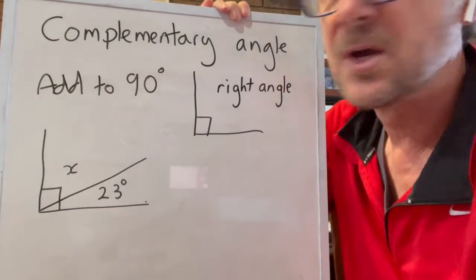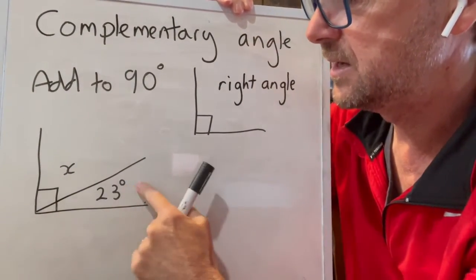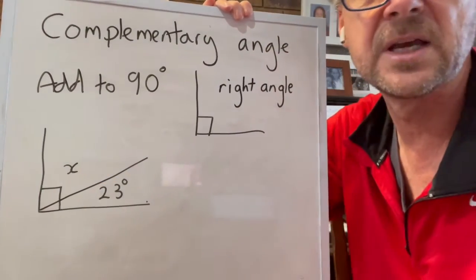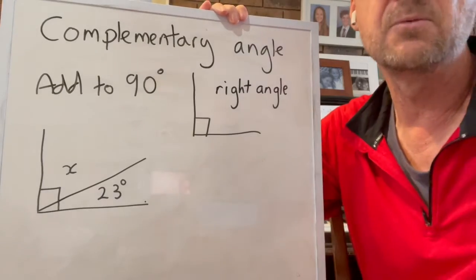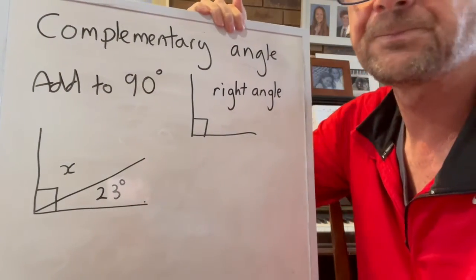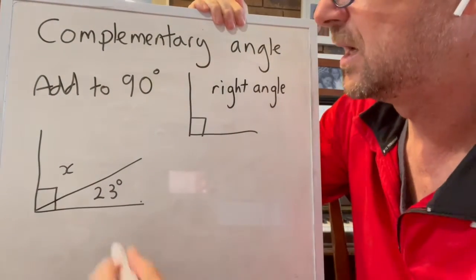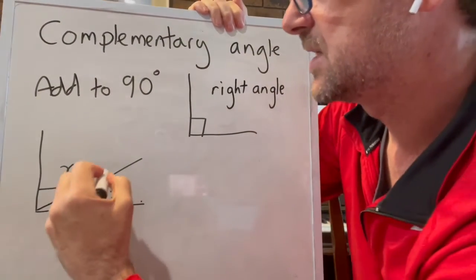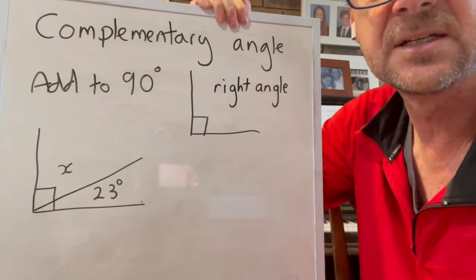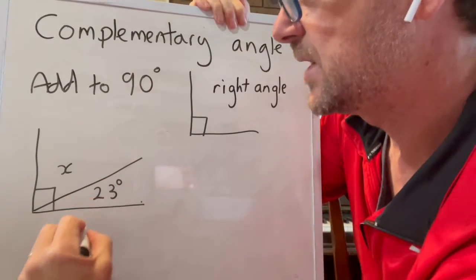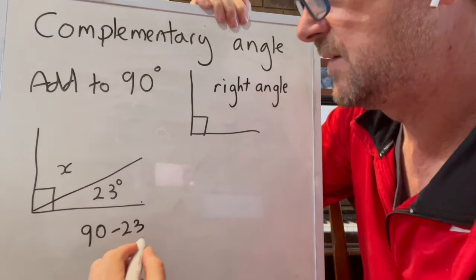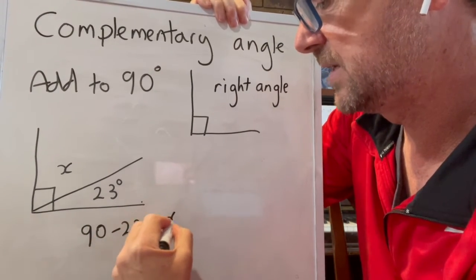So it takes a question such as this, where you've got your right angle indicated by the box. You've got a part of the question that is known and a part of the question that is not known, okay? What we can do for this question is we're trying to find the value of x. We know that x plus 23 is going to equal 90, okay? So 90 take away 23 is going to give us the value of x.